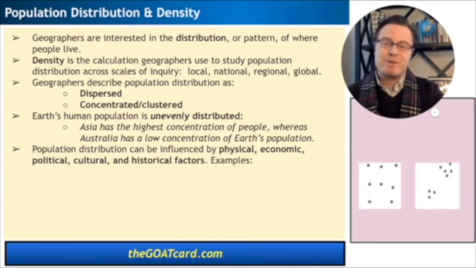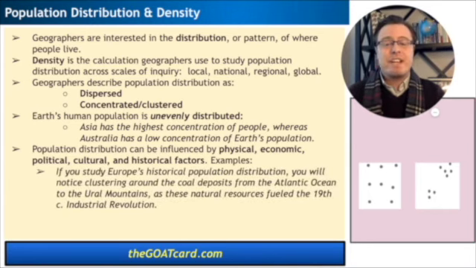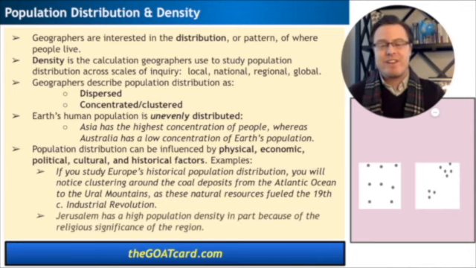Let me share some examples with you. If you study Europe's historical population distribution, you will notice clustering around the coal deposits from the Atlantic Ocean to the Ural Mountains, as these natural resources fueled the 19th century Industrial Revolution. Jerusalem has a high population density, in part because of the religious significance of the region.